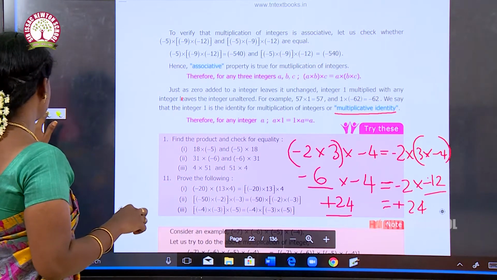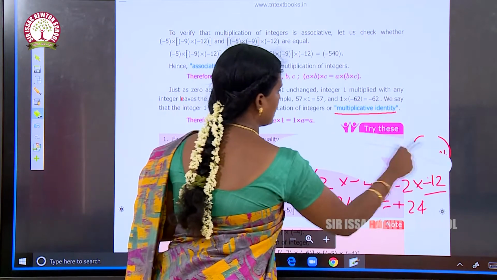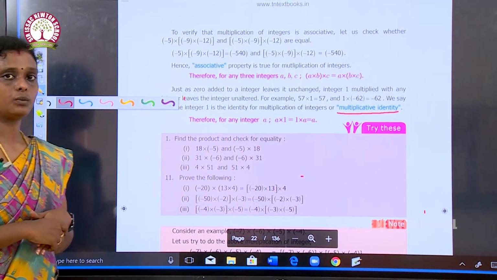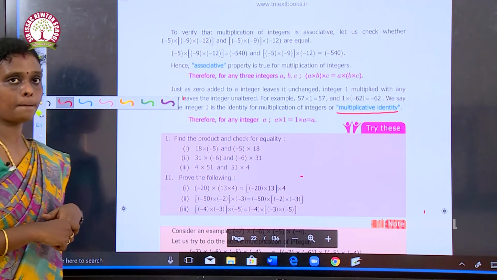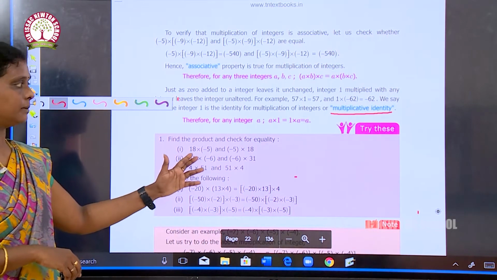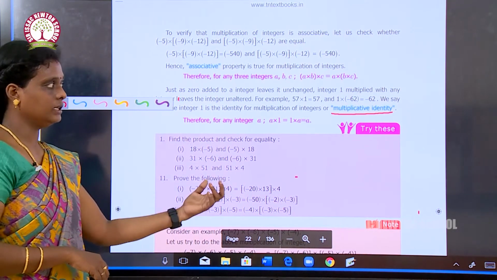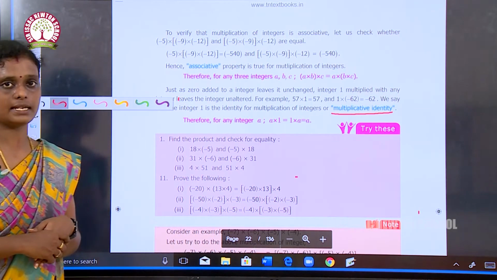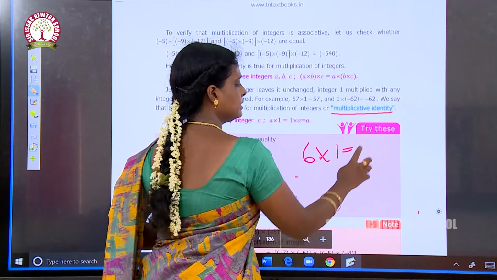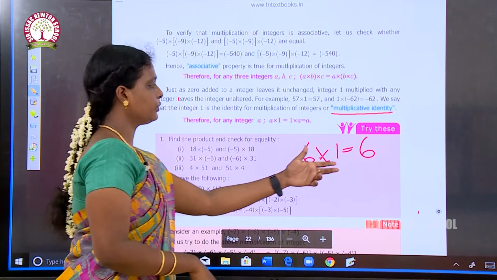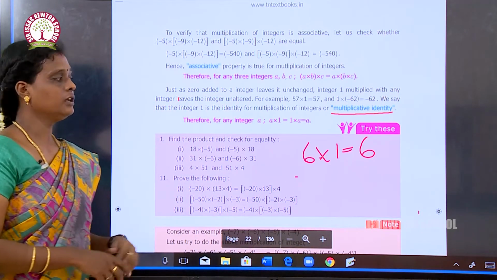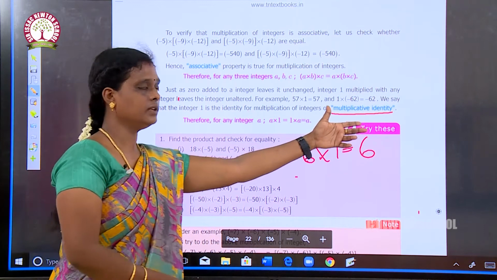We have discussed it in 6th standard itself. So what is multiplicative identity? Identity means you have to multiply any number with 1 so that we will get the same number as the answer. So I am going to multiply 6 with 1. What will be the answer? Yeah, it is 6. So to get the same number as the answer, we have to multiply the number with 1. That is called multiplicative identity.